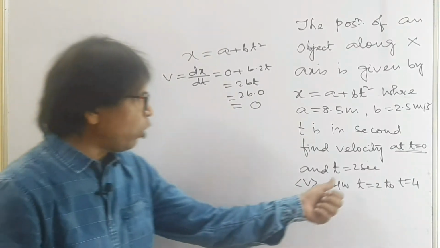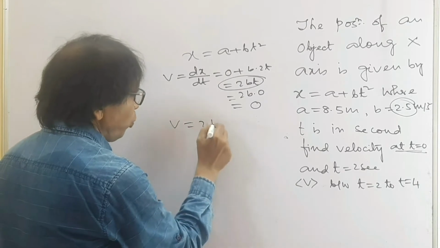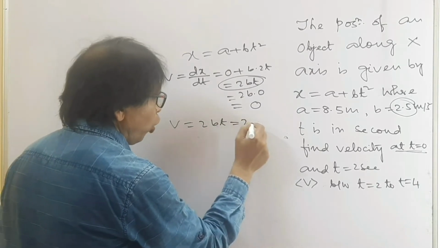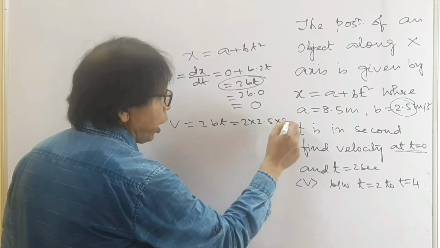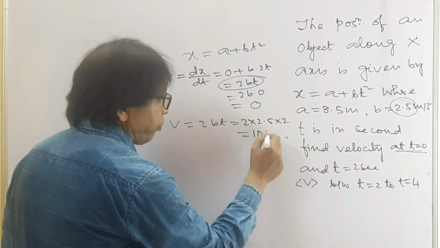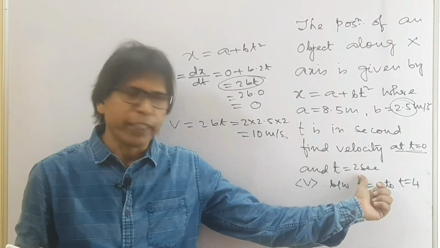Now the instantaneous velocity at t equal to 2 seconds. Now v equals 2bt. Put the values of b and t: b equals 2.5 and t equals 2. So 10 meter per second is the velocity at t equal to 2 seconds.